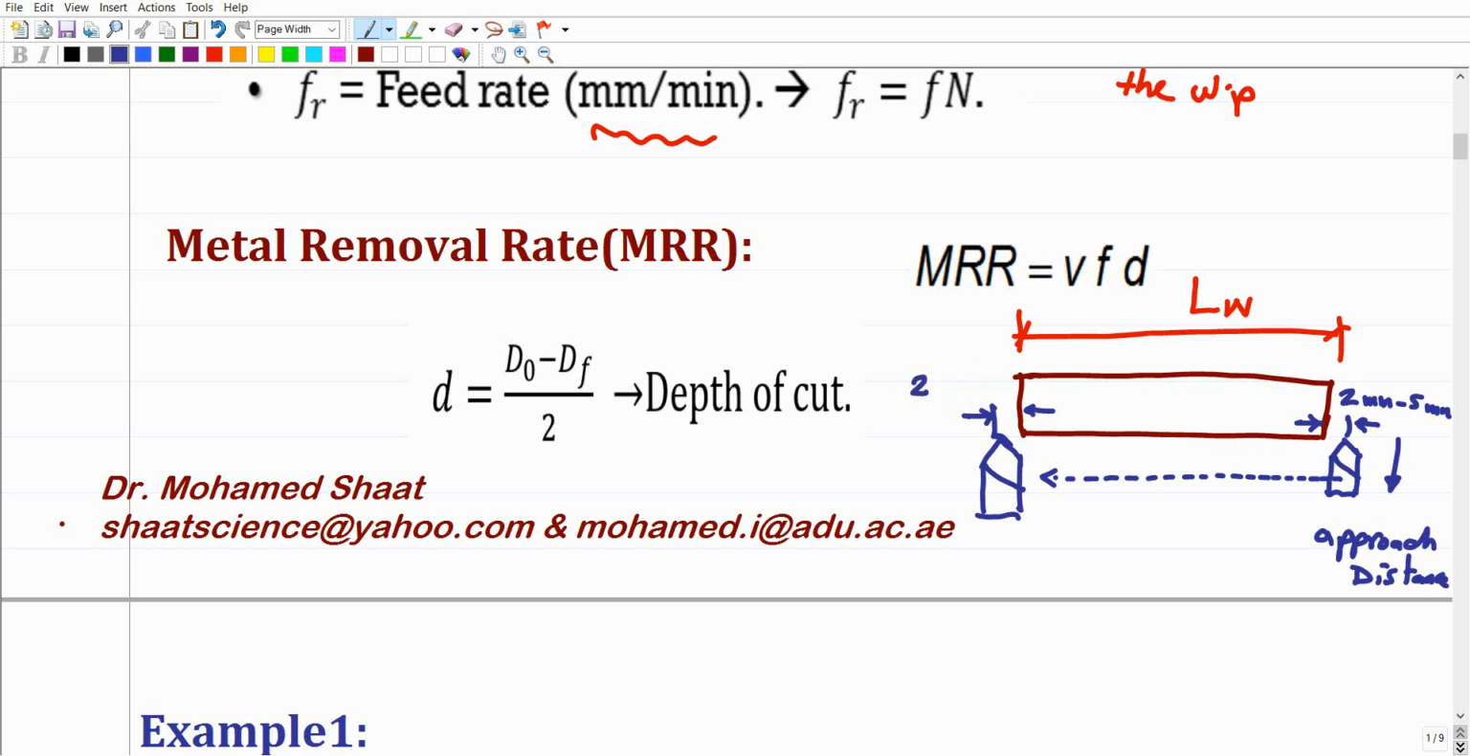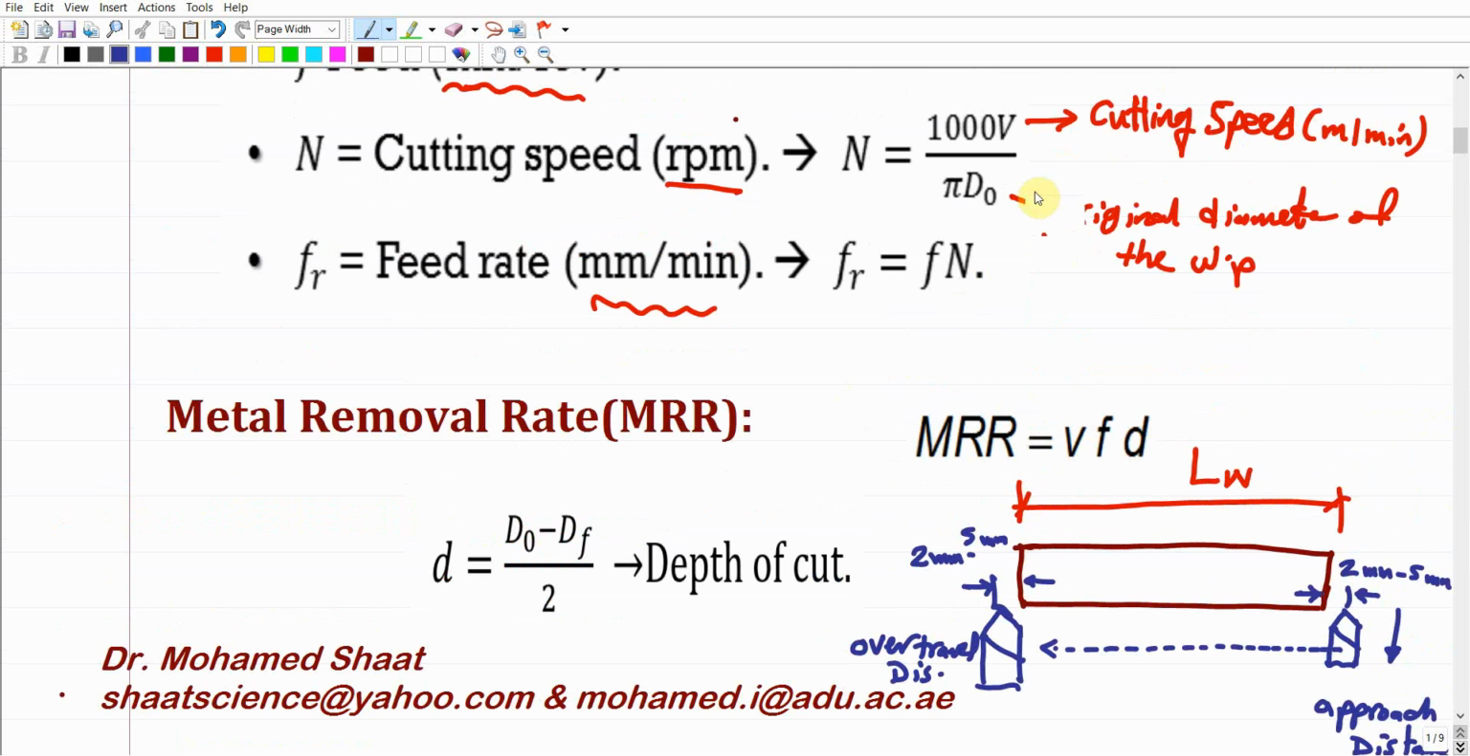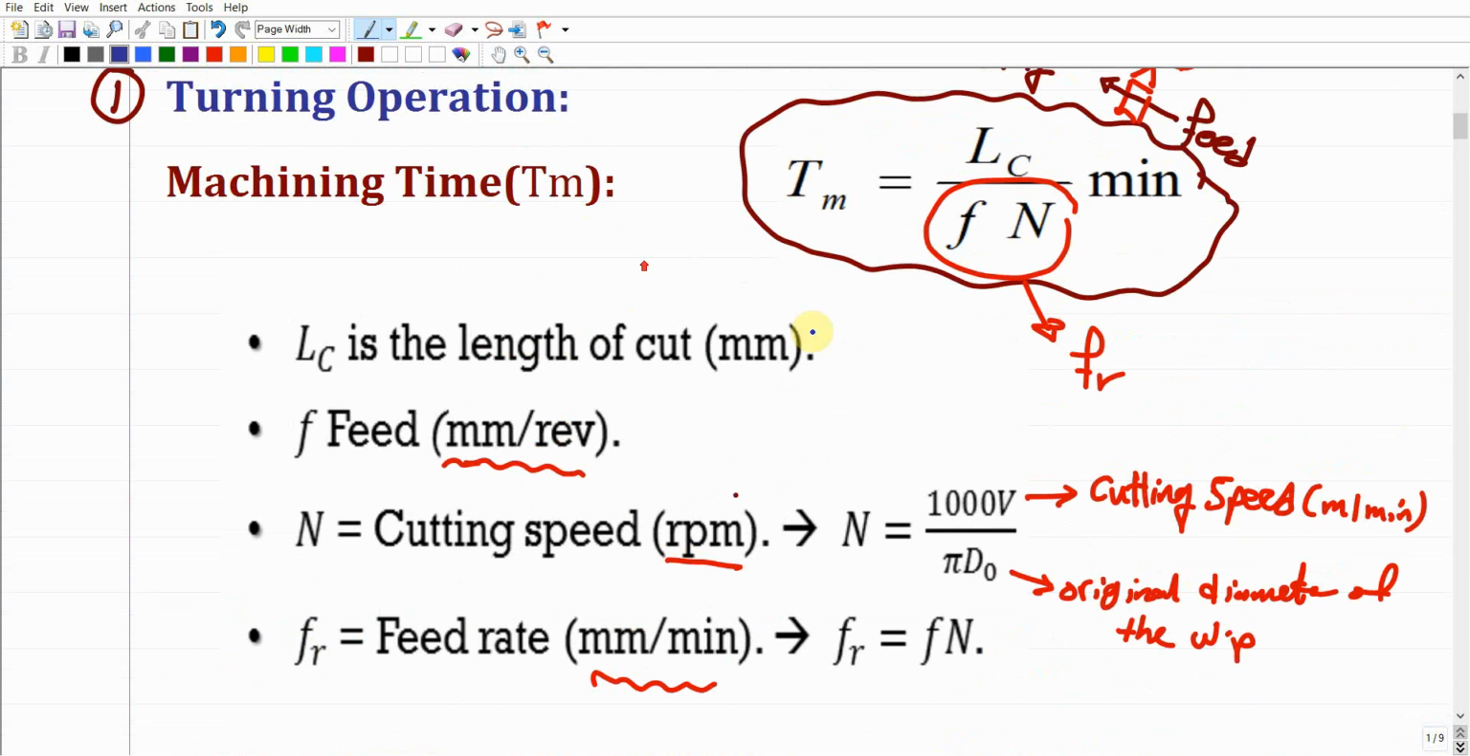This over travel distance is also around 2 millimeters to 5 millimeters. Also, like the approach distance, if the over travel distance was given to you, you're gonna add it to the entire workpiece length. You're gonna end up with the total length that should be cut. So we could say that this LC is in fact the length of the work part plus the approach distance plus the over travel distance.